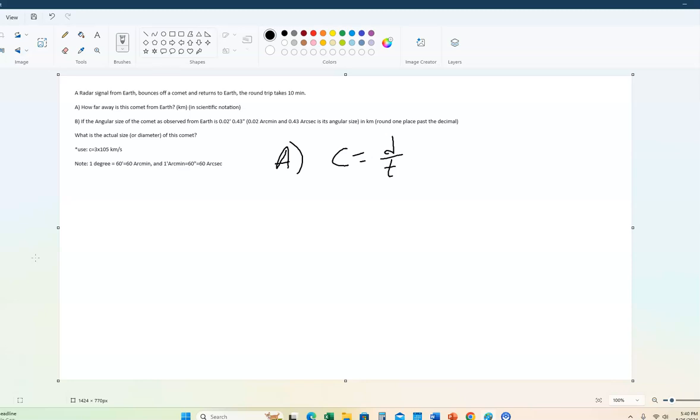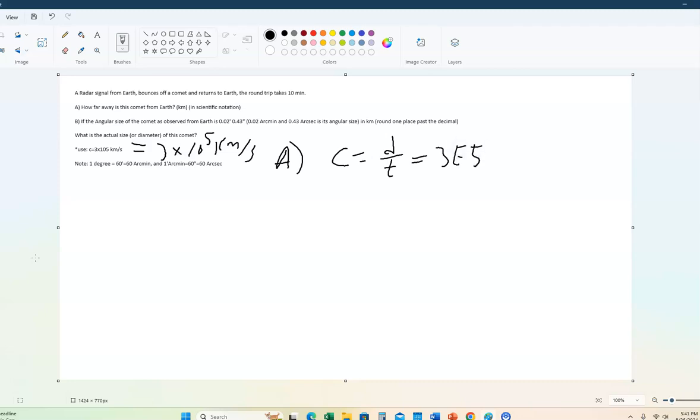And oh, this doesn't look right. When I pasted this, it didn't come out right. So it should actually look like this: 3 × 10⁵ kilometers per second. Very often we'll write the speed of light like this. Here's what c is. Here's another way of writing it: 3e5.